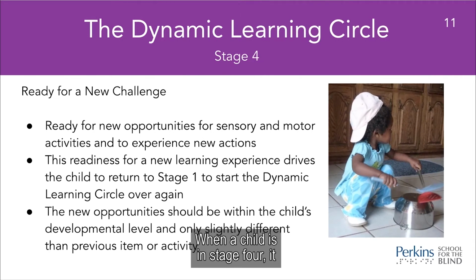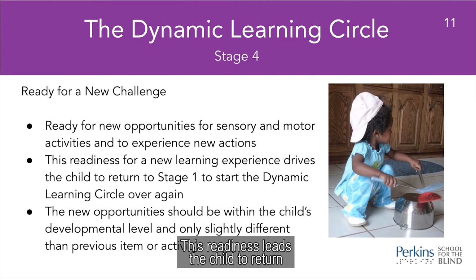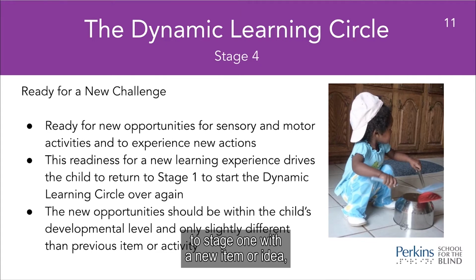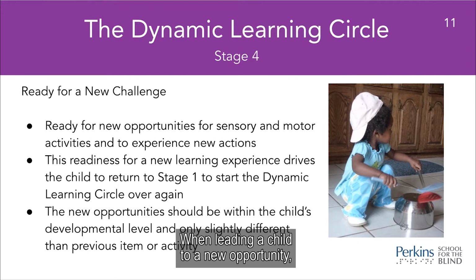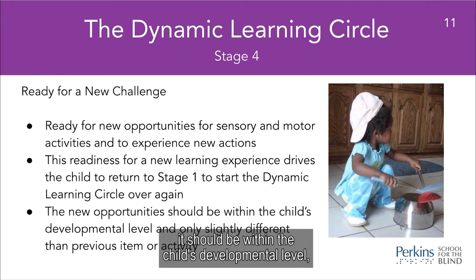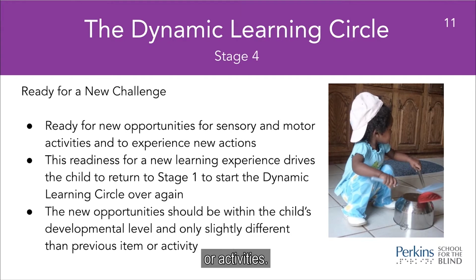When a child is in stage 4, it means they are ready for a new challenge. They're ready to experience new sensory and motor actions. This readiness leads the child to return to stage 1 with a new item or idea to start the dynamic learning circle all over again. When leading a child to a new opportunity, it should be within the child's developmental level, and it should be only slightly different than previous items or activities.